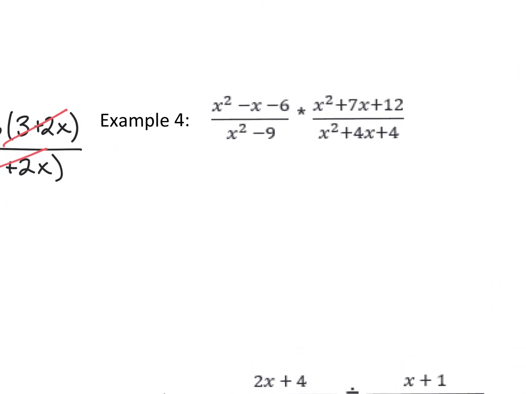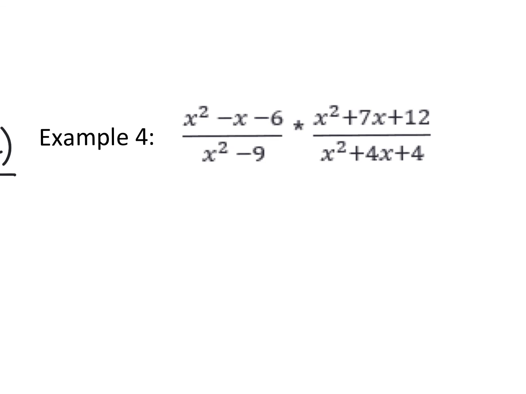Operation on example 4 is what? Multiplication. So I don't have to do keep, flip, change. I just need to start factoring. So I look at my very first numerator. Can that be factored? X method. What goes on top? This is a lot of X methods. Negative 6. What goes on bottom?